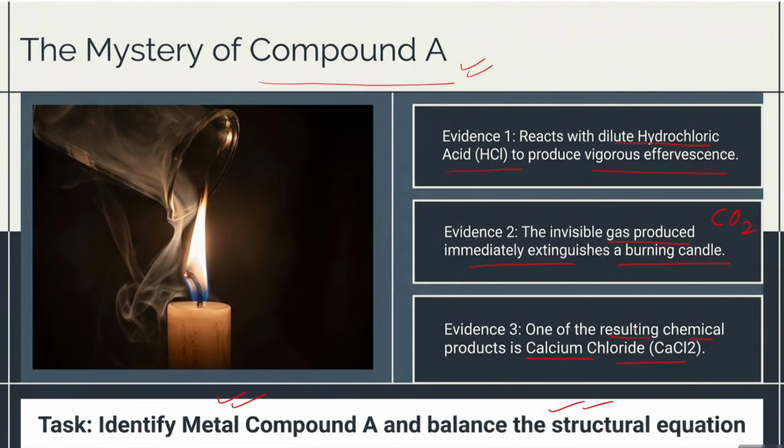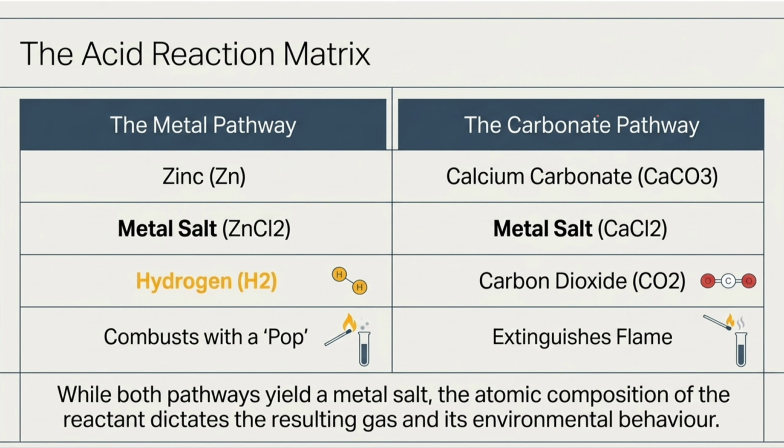So you have to identify compound A which reacts with dilute hydrochloric acid to give effervescence, and the gas which is released is used as a fire extinguisher, and one product is calcium chloride, so it must be calcium carbonate. Let us see. So this is your answer. The carbonate pathway: the substance is calcium carbonate. It reacts with HCl to give CaCl2. The gas which is used for extinguisher purposes is CO2. It extinguishes flame.